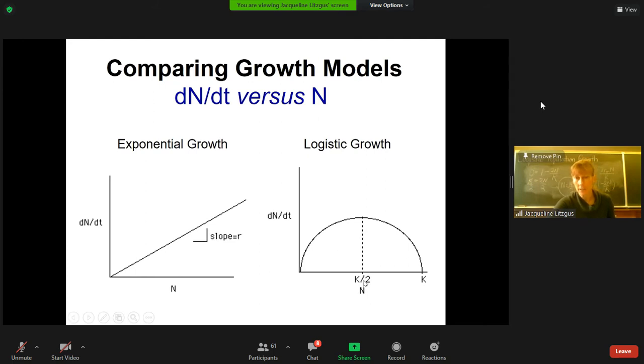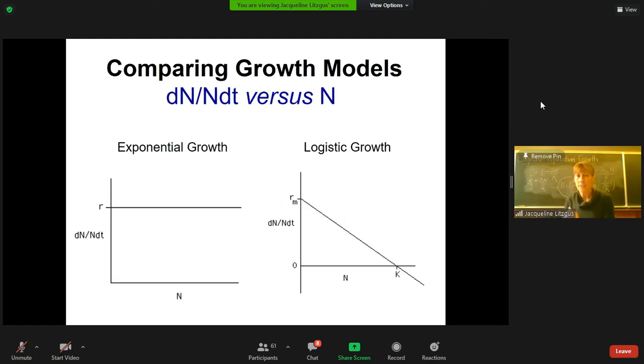For the logistic, on the other hand, this is the graphic we looked at that's this sort of half-moon shape instead: population growth rate compared to population size. Population growth rate is maximized at half of carrying capacity. Population growth rate is lower at small population sizes. Population growth rate is low at high population sizes, and it eventually is zero when we get to carrying capacity, this K value. So population growth rate is maximized at half of carrying capacity in the logistic model.